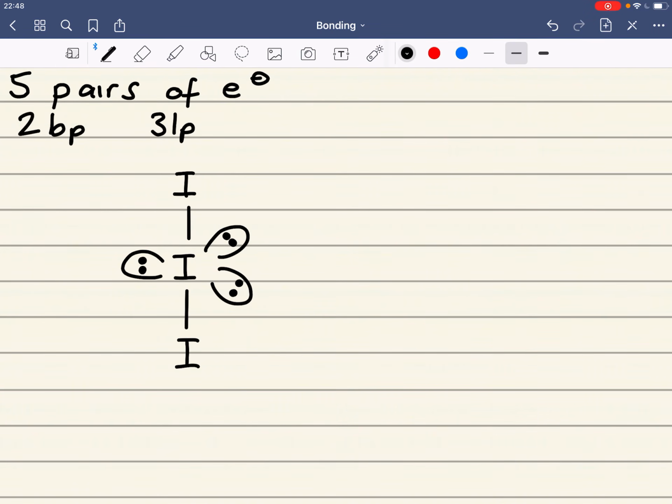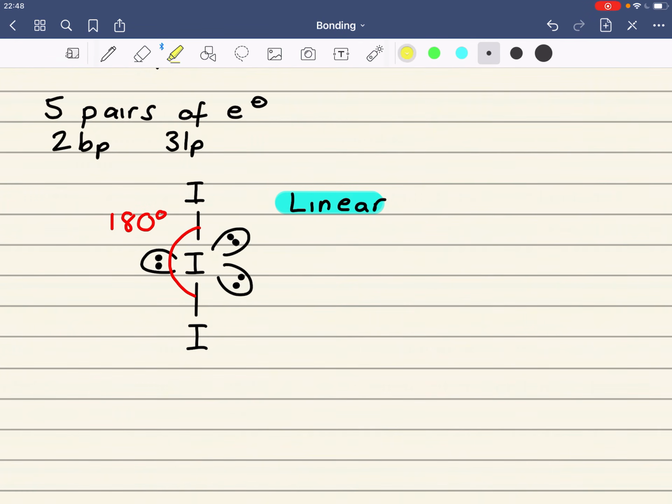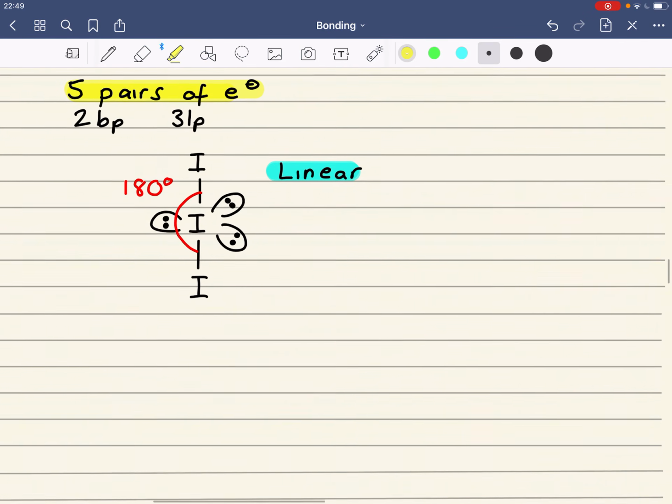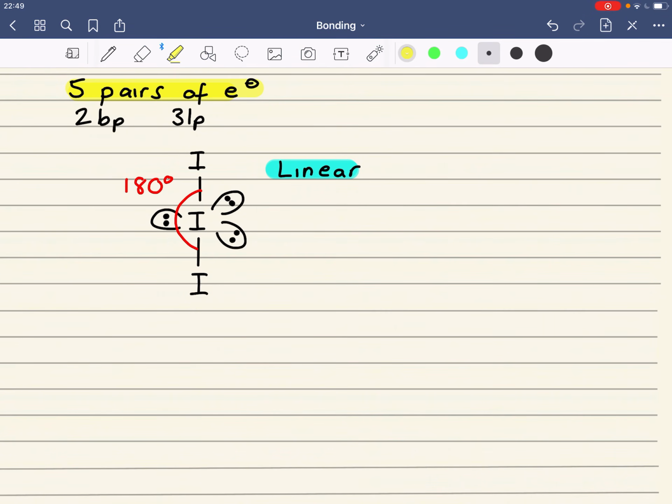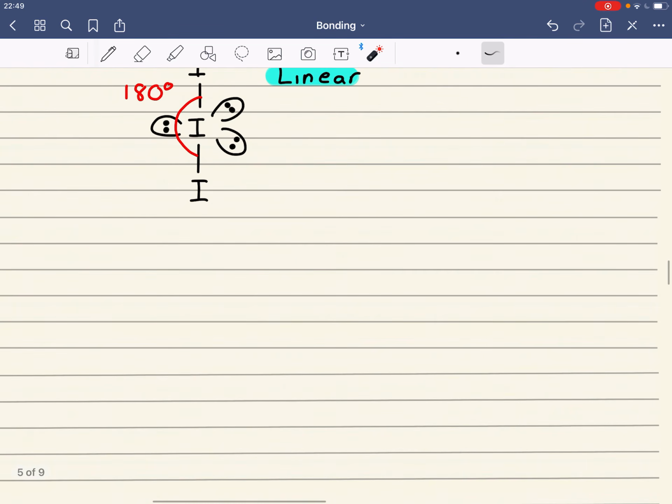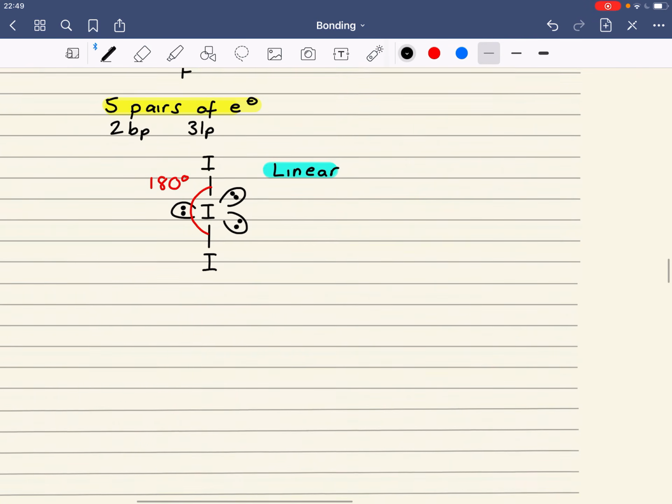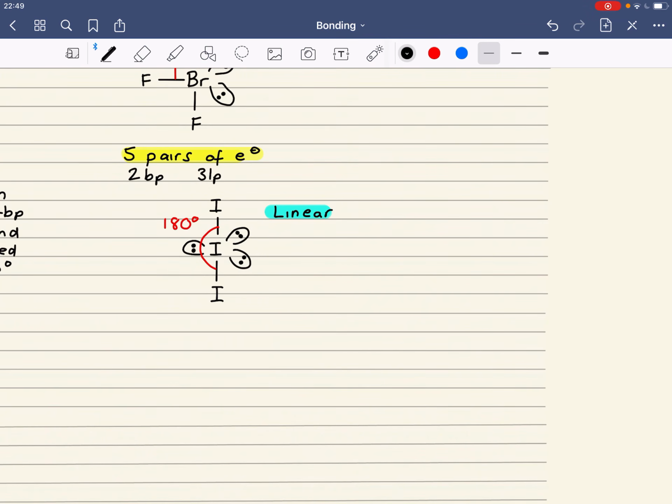Here, again, we're looking at the bond angle between the bonding pairs, and I'm hoping we can see the bond angle here. The bond angle here is just 180 degrees, and as such, it is linear in shape. So that's where we've got 5 pairs of electrons, 2 bonding pairs and 3 lone pairs. 180 degrees, linear. Please make sure that all these lone pairs are in the equatorial position. We're now going to have a look. We've done all the possible permutations where I've got 5 pairs of electrons around the central atom.